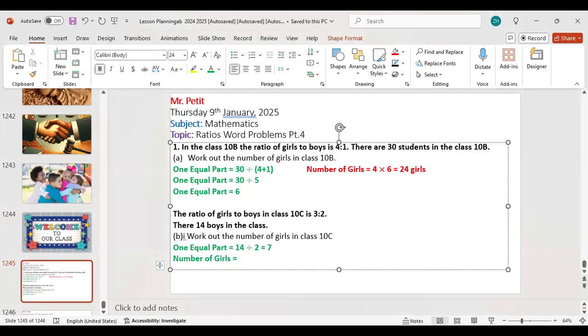I think to find the number of girls, exactly. Go ahead. You multiply 7 by 3. Exactly. 7 times 3. Why 3? Because 3 represents the amount of shares the girls had. Very good. That's the amount of shares the girls have. So 7 times 3 gives us what? 21. Very good. So the number of girls is 21.